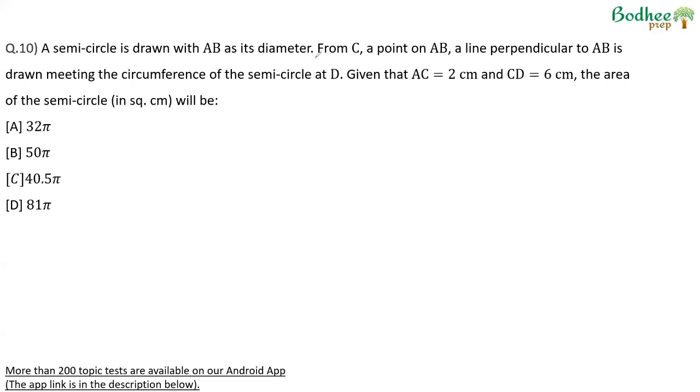A semicircle is drawn with AB as its diameter. Okay, so semicircle is drawn with AB as its diameter, assuming this is a semicircle and this is the diameter AB. From C, a point on AB, a perpendicular to AB is drawn to meet the circumference of the semicircle at D. AC is 2, CD is 6 is given to us. We have to find the area of the semicircle.